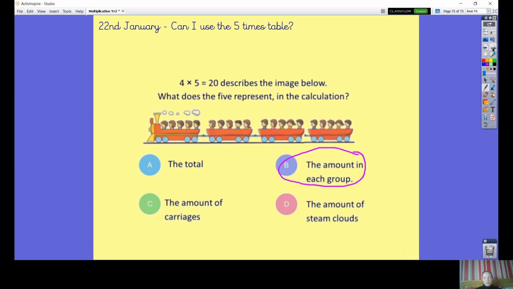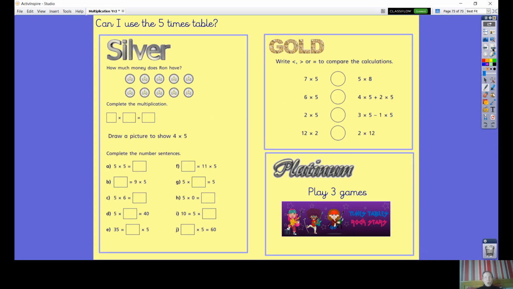Okay, so what are your activities today? Amazingly, they look just like or very similar to our 2 times table activities and our 10 times table activities. So here, this is how much money does Ron have? Can you write the multiplication sentence for us? And then could you draw a different picture to show me what 4 times 5 looks like? We've then got some missing boxes. Remember, use your fingers, count in 5s, maybe get your counting stick out and practice again, or watch the little video to help you count in 5s.